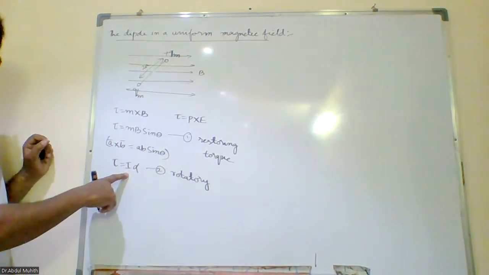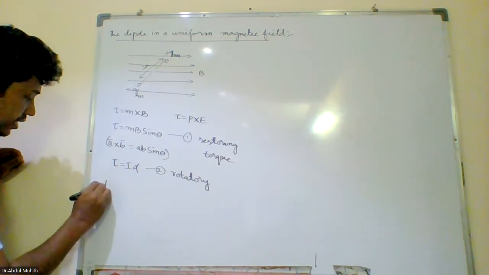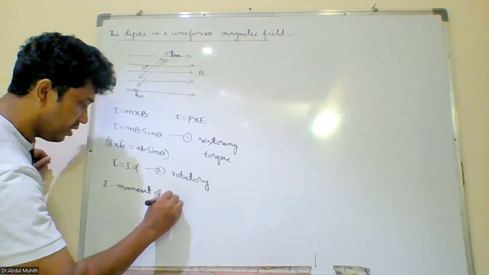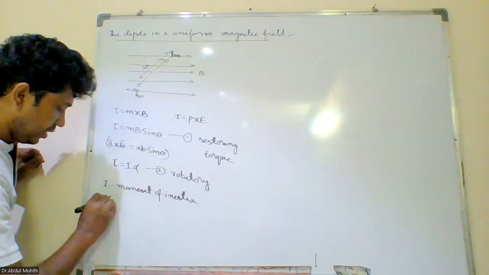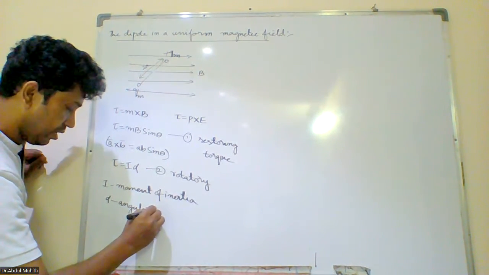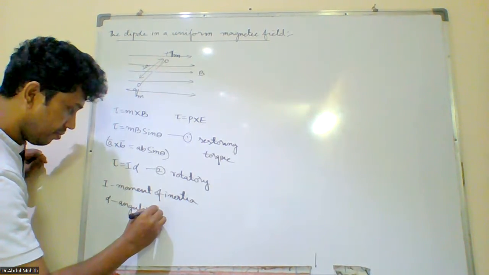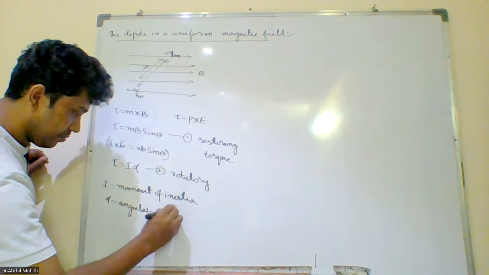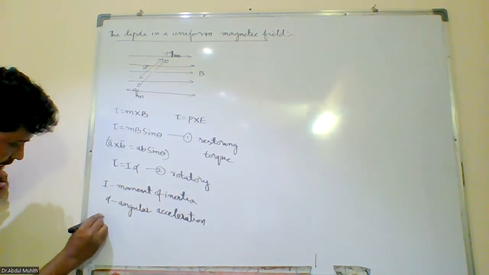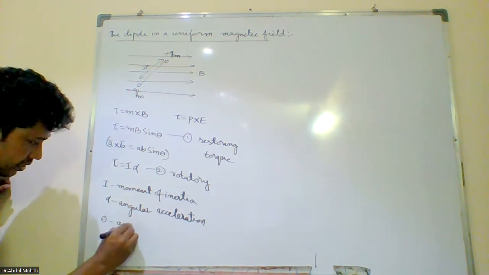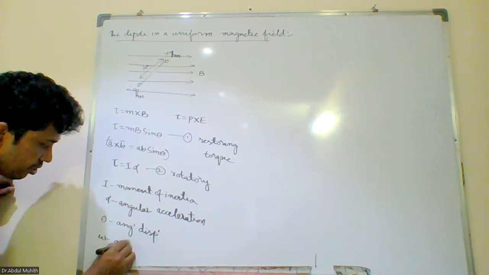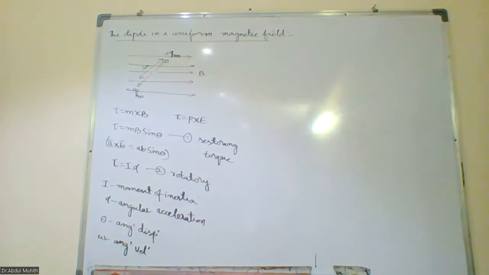What is I here? I is moment of inertia. And what is alpha? Alpha is the angular acceleration. Theta is angular displacement, keep that in mind. Theta is angular displacement, omega is angular velocity, and alpha is angular acceleration.